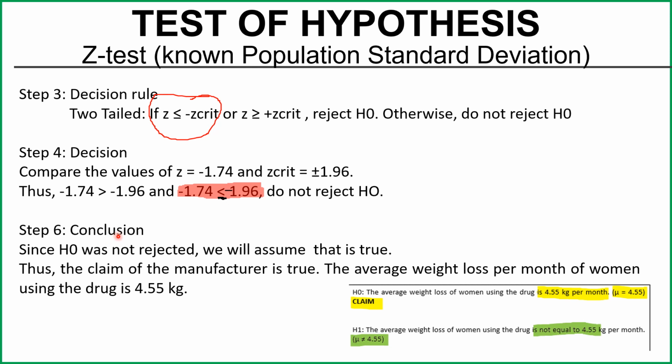So for our conclusion, since the null is not rejected, therefore it is accepted. That is why for our conclusion, thus, the average weight loss per month of women using the drug is 4.55 kilograms. As you can see, for our conclusion, we only rewrite the null hypothesis since it is not rejected.